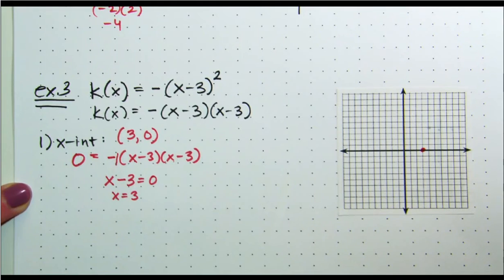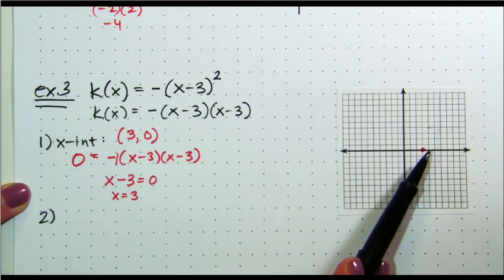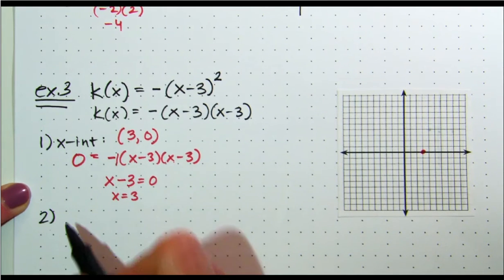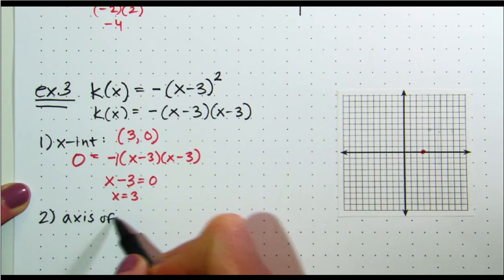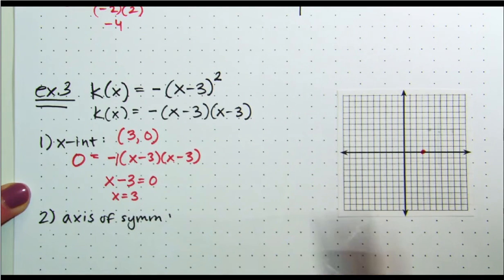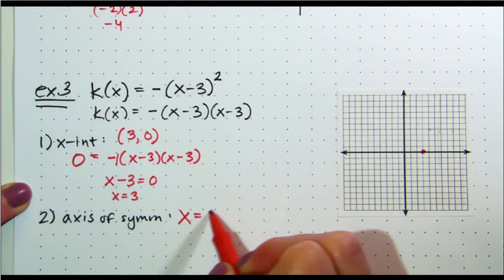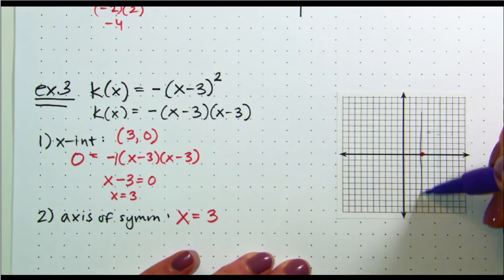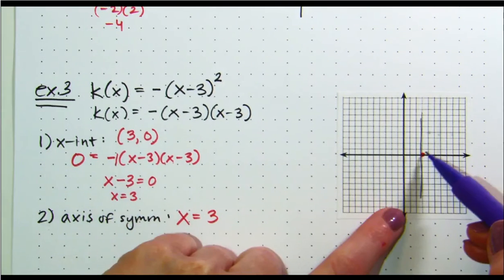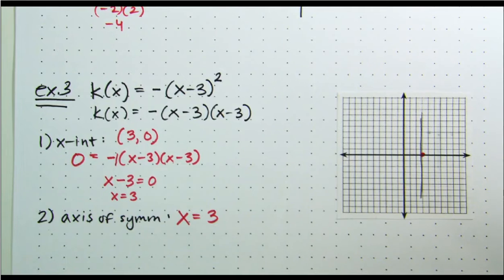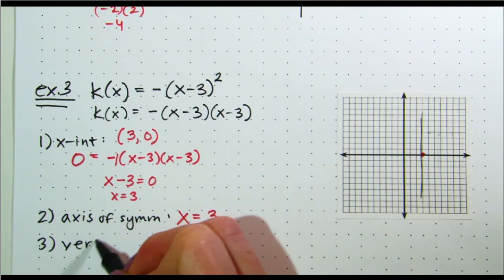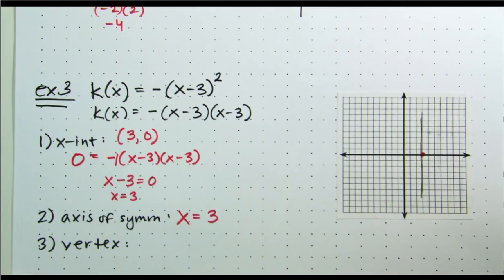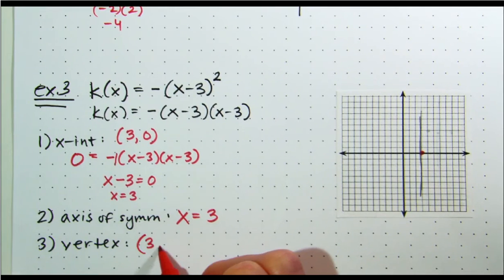So when it gets to number 2, where we need to know our axis of symmetry, and 3, our vertex, it's actually pretty easy knowing that that x-intercept is the vertex. So my axis of symmetry is going to be at x equals 3 because this is my vertex, or my vertex is going to be right here. So for the vertex, we have (3, 0).